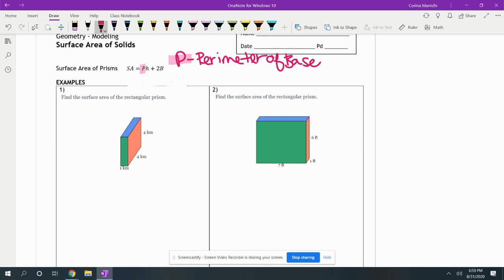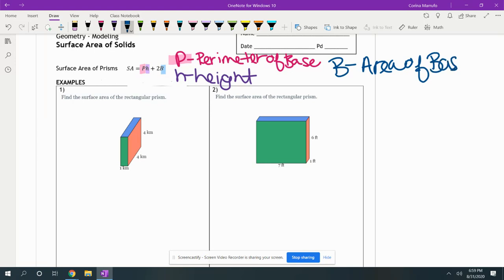Okay, and then we have H. So H is a little bit more straightforward. H stands for the height. And then we have 2B. So B, big B, stands for the area of the base. And in this case, we have two bases, so that's why it multiplies times 2B. So area of the base.